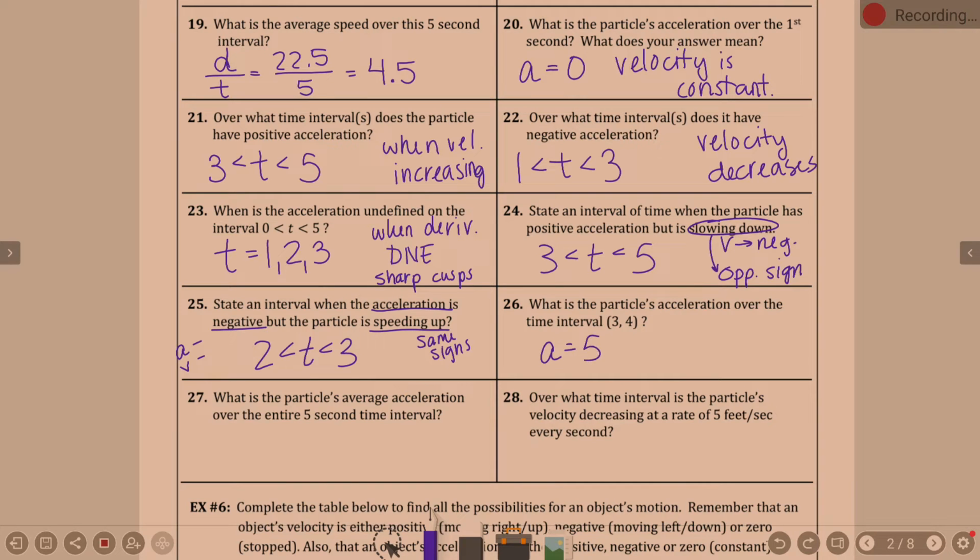And that's because the particle's acceleration is the derivative of velocity, which is the slope of this graph. I personally did rise over run. I want to say if I looked in the notes key, maybe they did y minus y over x minus x. Okay, 27. What is the particle's average acceleration over the entire 5-second time interval?